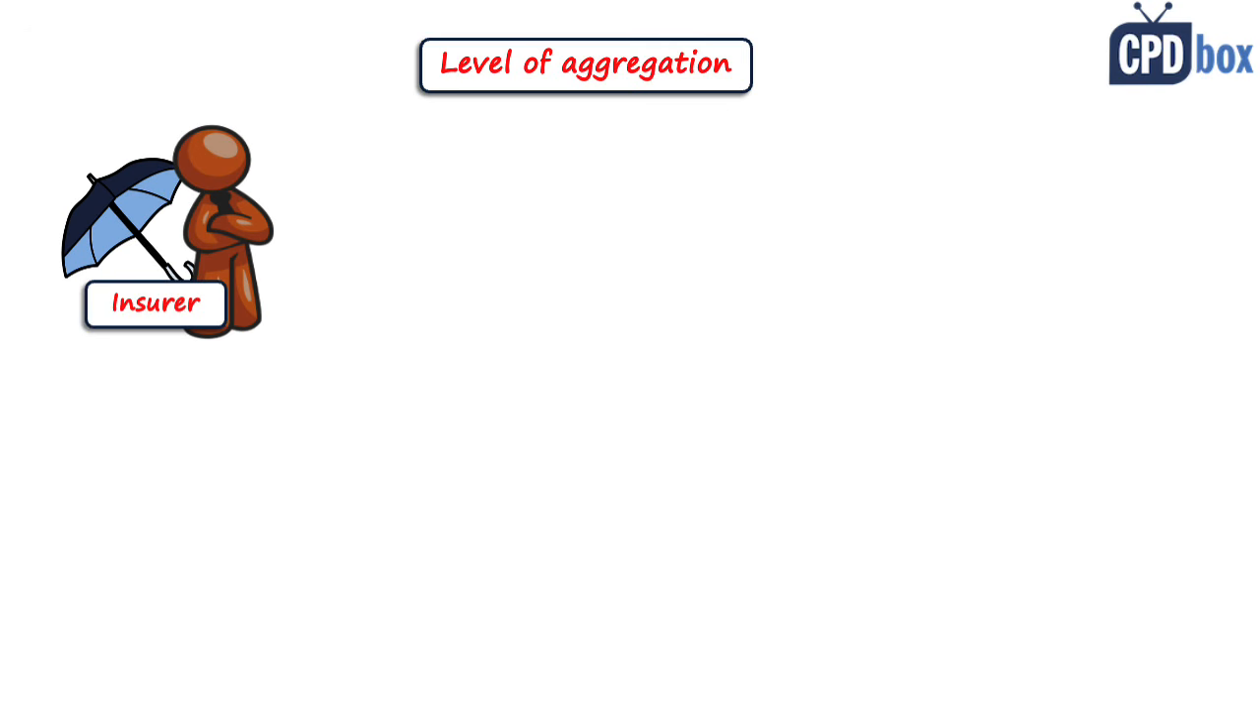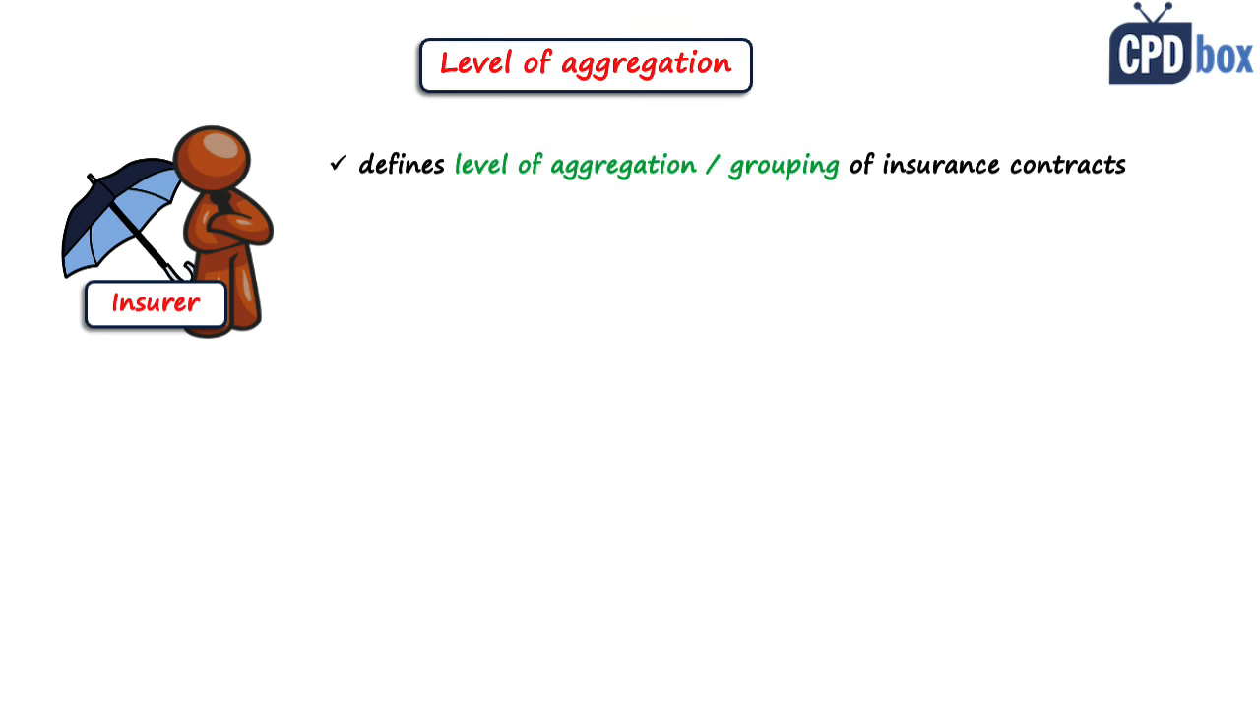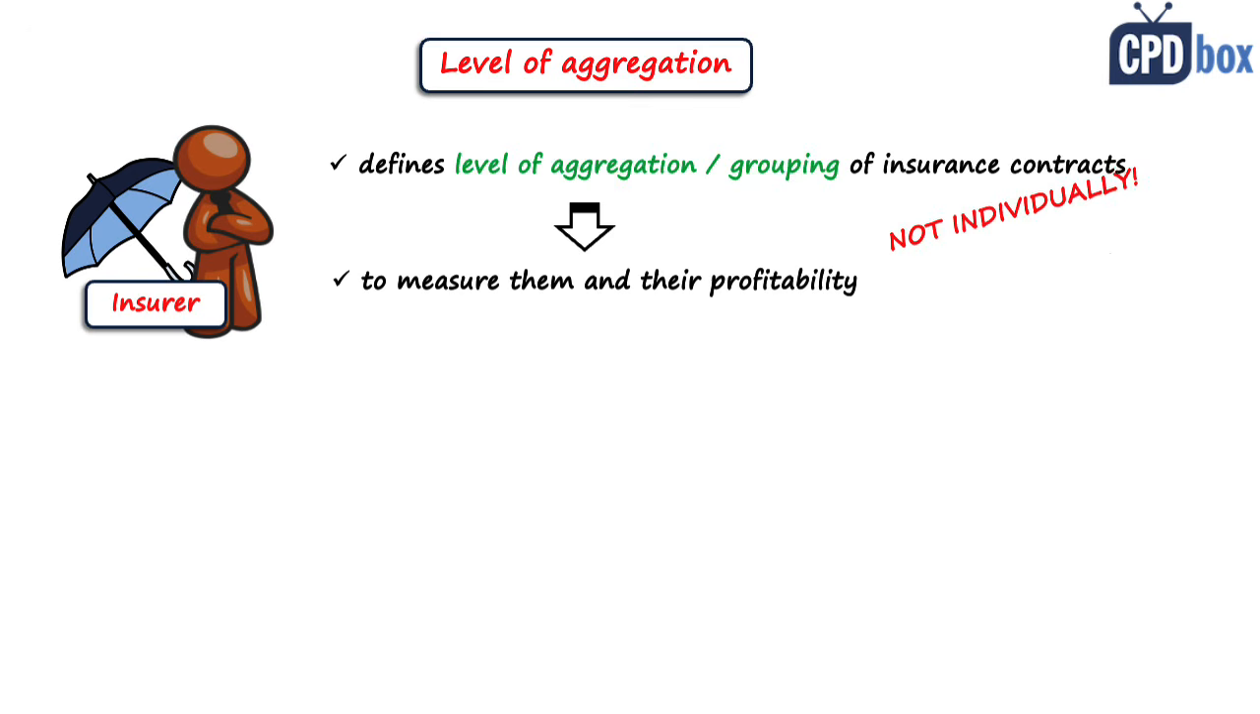Now let's talk about grouping and aggregation. An insurer needs to define the level of aggregation of insurance contracts or how they are going to be grouped. Why? Well, because the insurer needs to measure the insurance contracts and their profitability by portfolios or groups of contracts, not individually contract by contract. So we can do that in 3 steps.